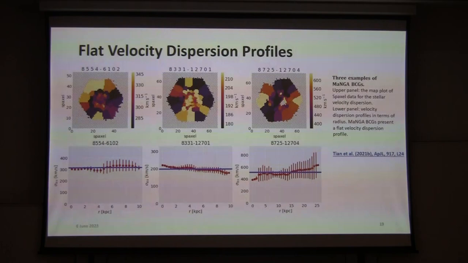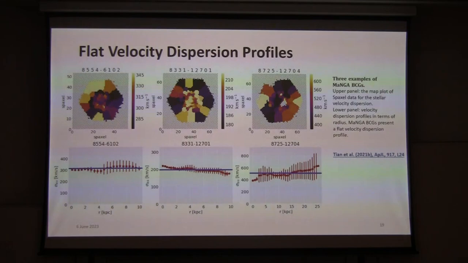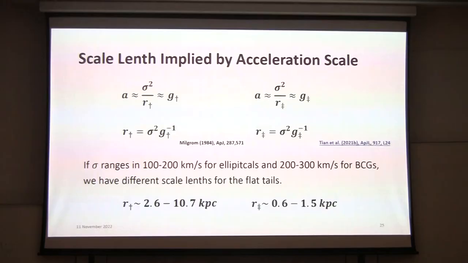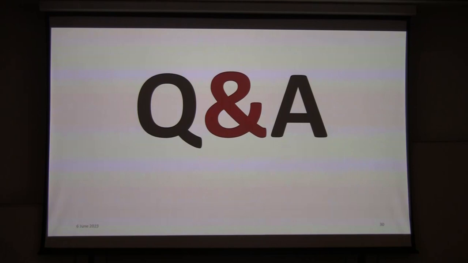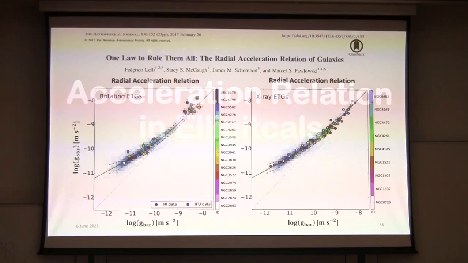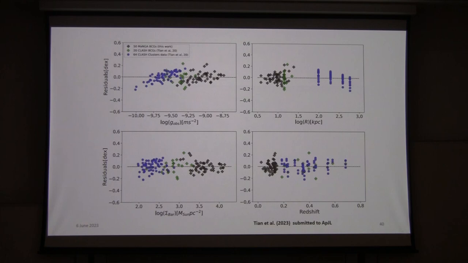Just a simple question. Which redshifts are the clusters you are studying? Okay, that's an important question. Sorry, I have one slide here for the residual. This is the residual diagram. As you can see, for the CLASH sample, they are at most 0.6, but for MaNGA samples, these are just up to 0.15.